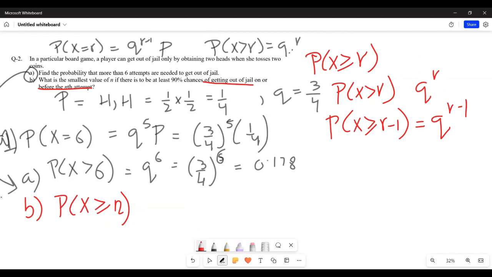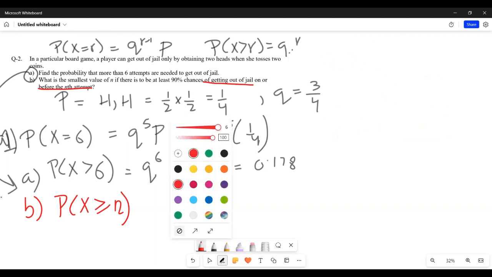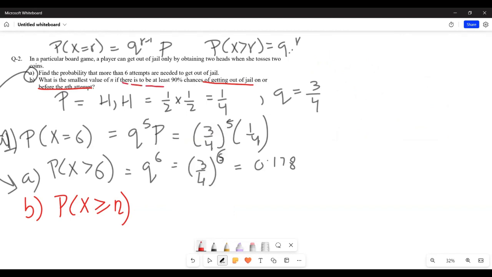Let me just check again. What is the smallest value of n if there is to be at least 90% chance of getting out of jail on or before? Oh, it said before, my bad. Just disregard what I've written. Let's reread the question again. What is the smallest value of n if there's to be at least 90% chance? So at least 90% chance means greater than or equal to 90%. So 90% is 0.9. Of getting out of jail on or before the nth attempt. So it's going to be less than or equal to n.